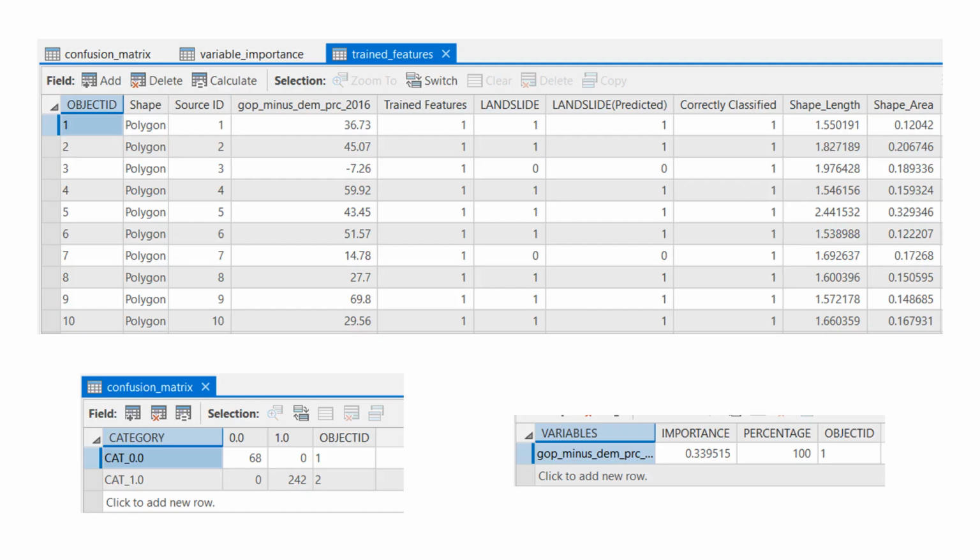When you run that, you get something that looks like this. So these are the trained features. You can look at the confusion matrix, which you can see down here, and variables, and you can see the relative importance of those variables in predicting the result. In this case, GOP minus Democrat percentage was about 34% important.